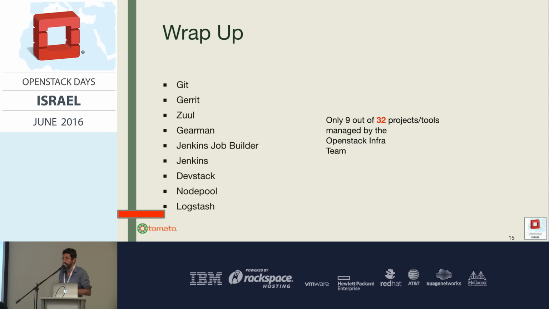We have Jenkins itself, and we have DevStack, which allows us to install OpenStack on a single VM node and run integration tests upon that. We have Nodepool that takes care of bringing up those nodes where DevStack gets installed. And we have Logstash storing the logs. And these are only nine out of 32 projects and tools managed by the mighty OpenStack infrastructure team.